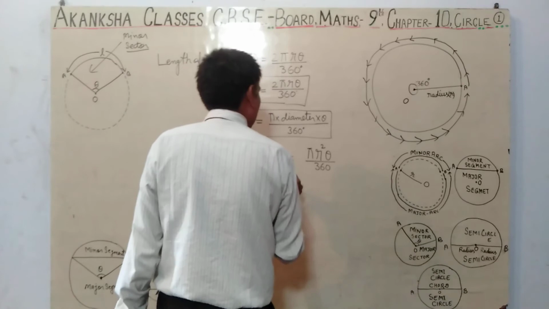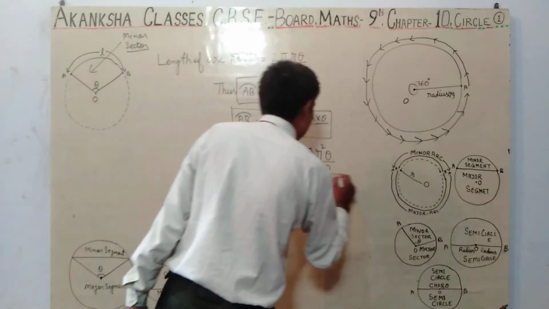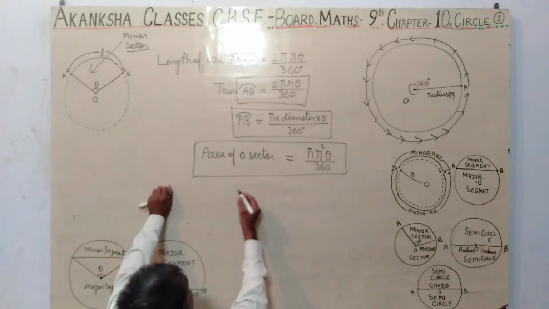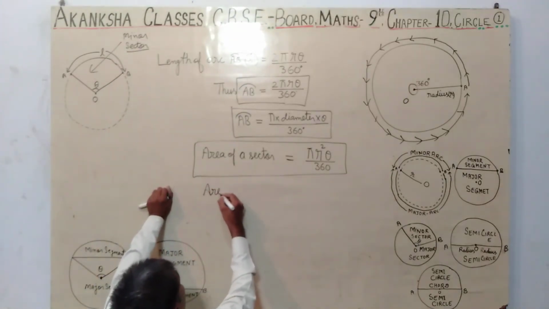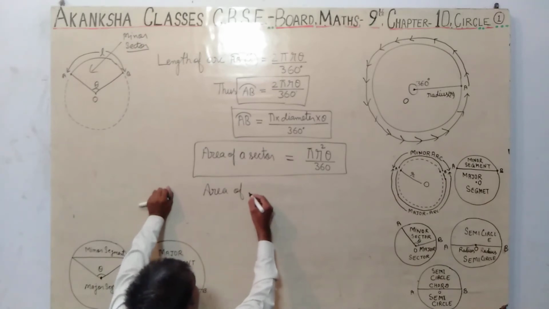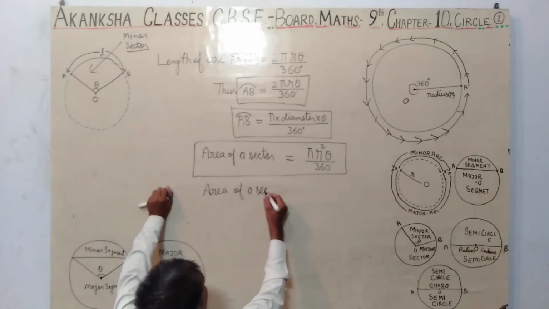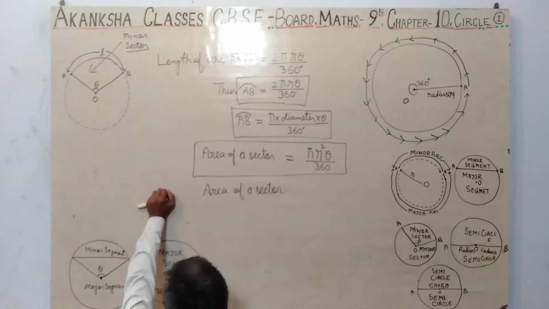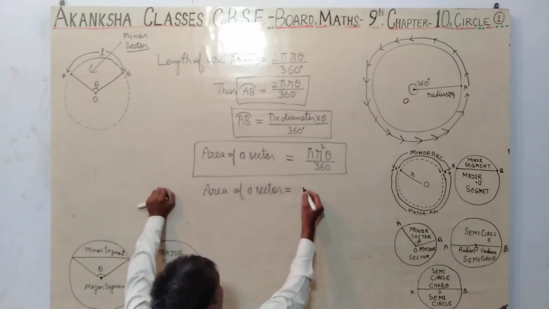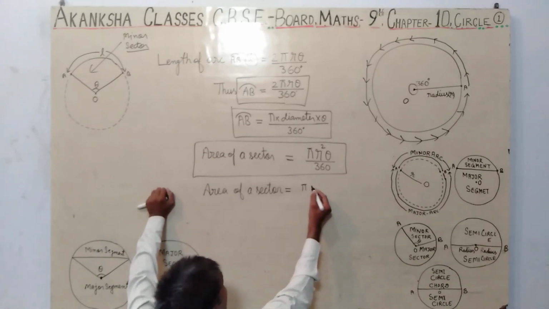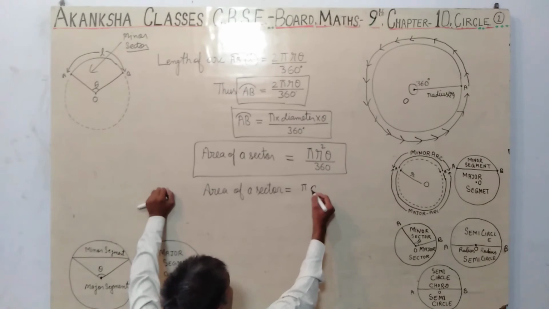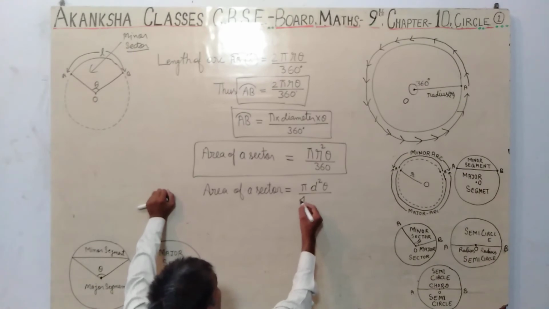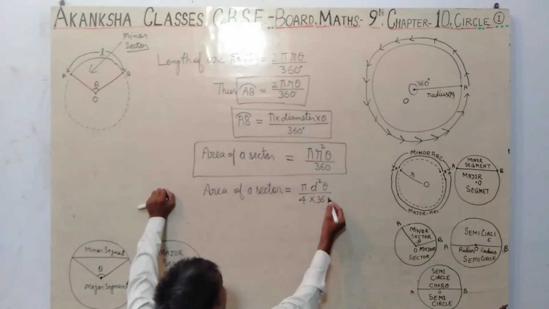If you write this expression in terms of diameter, you will have to write area of this sector equals pi d squared theta by 4 into 360.